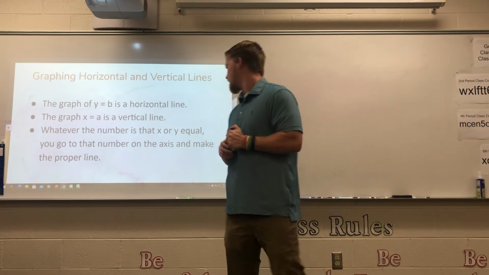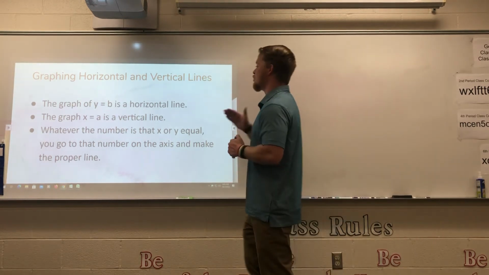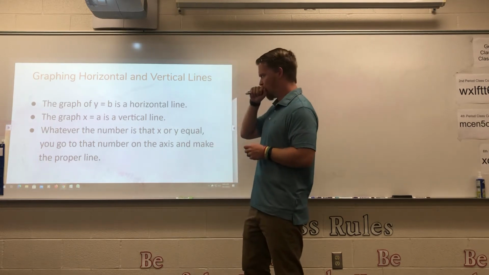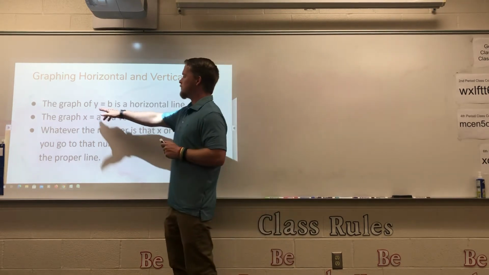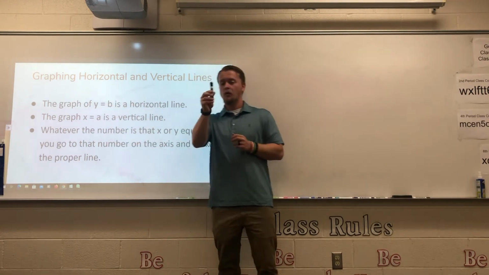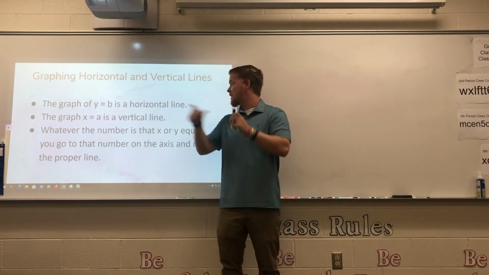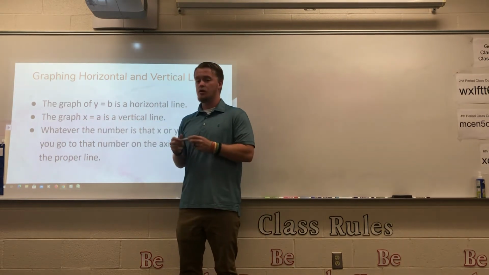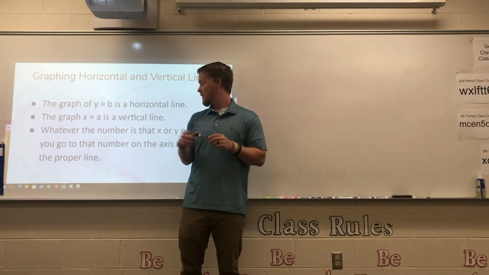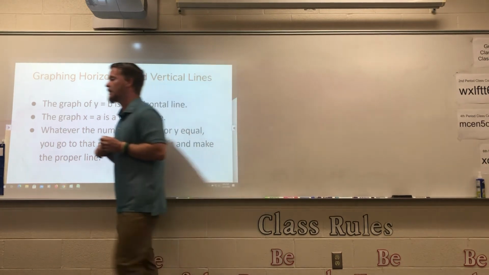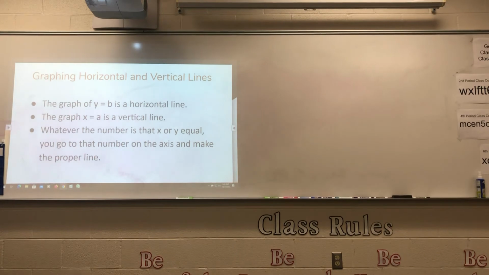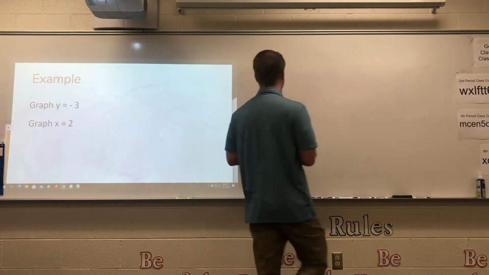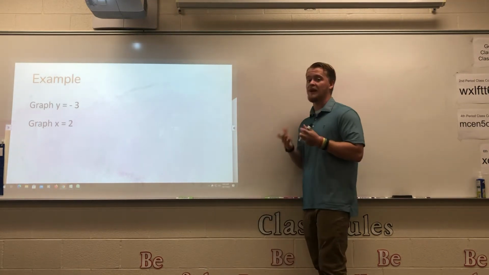Whatever the number is that x or y equal, you go to that number on the axis and make the proper line. Okay, so what that means is if you have y equals 2, on the y-axis you go to 2 and make a horizontal line. If you have x equals -4, you go to -4 on that x-axis, make a vertical line. Okay, let's look at some examples of these, because like I said, there's no working anything out on this. You are just making those lines and making sure you're making the correct line.